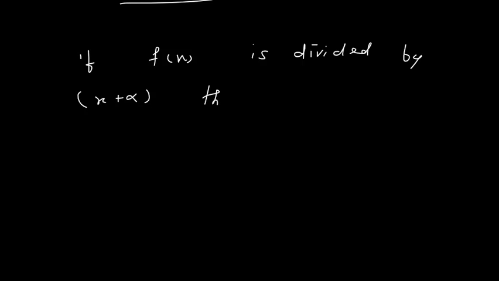So if f(x) is divided by x plus alpha, then f of minus alpha is the remainder. In the same way, you can prove this. So what basically we are doing is equating this x plus alpha with 0 and finding the value of x. That value will give me the remainder for the function.